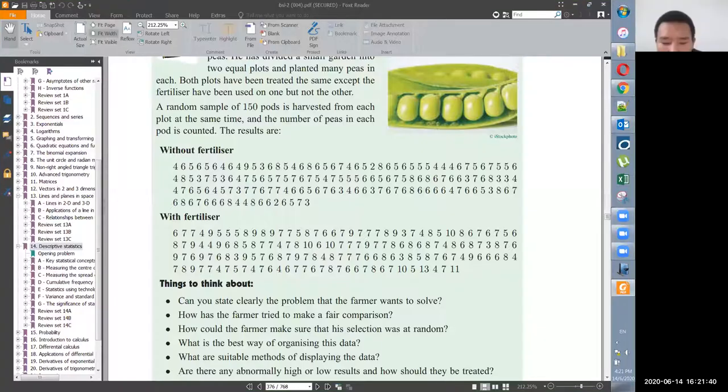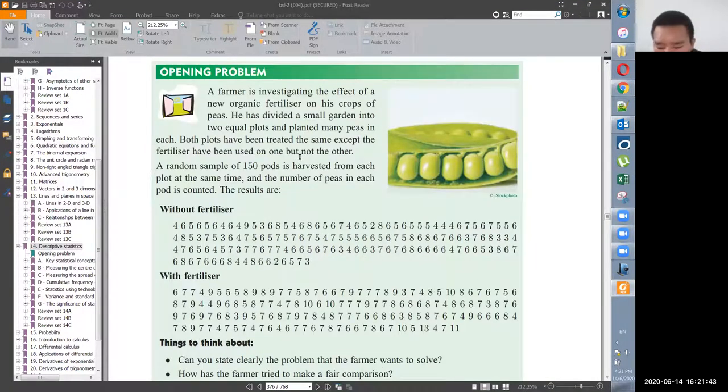Okay, so this is a very, very difficult statistical problem. You have a farmer, and the farmer wants to investigate the effects of a new fertilizer. A random sample of 150 pots is harvested. So basically, you have 150 pots here, so you are supposed to have 150 numbers, both without fertilizer and with fertilizer. And each pot, you just count the number of peas.